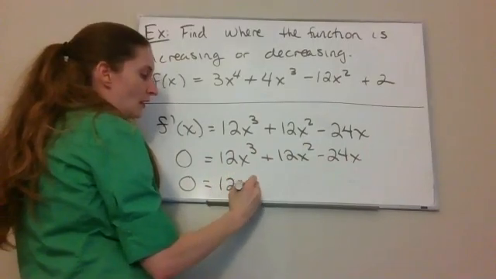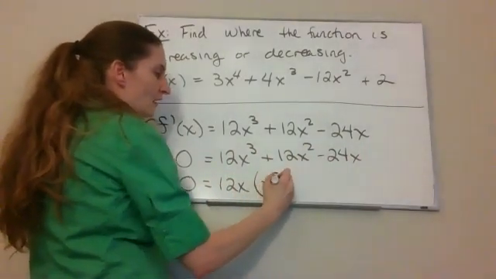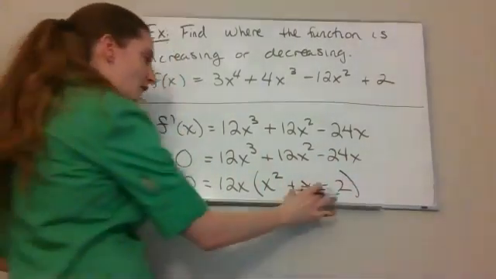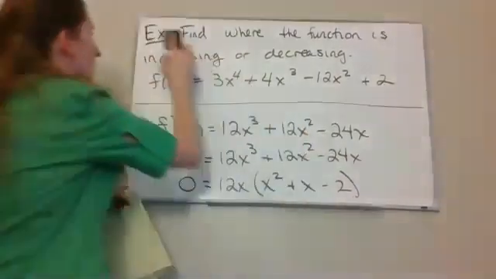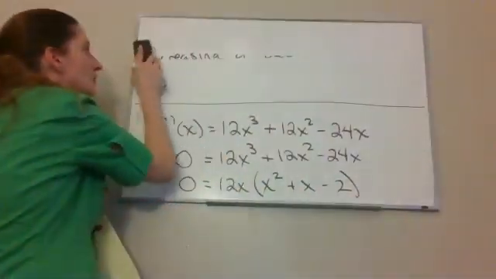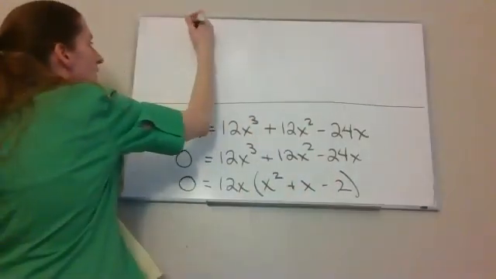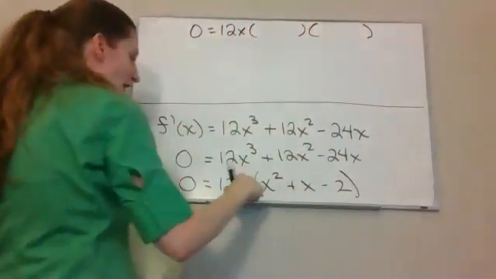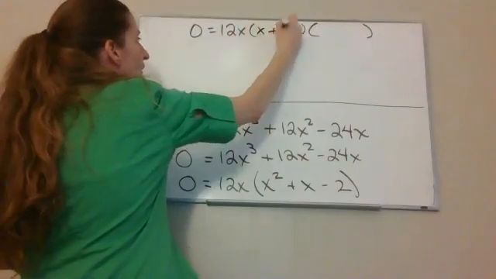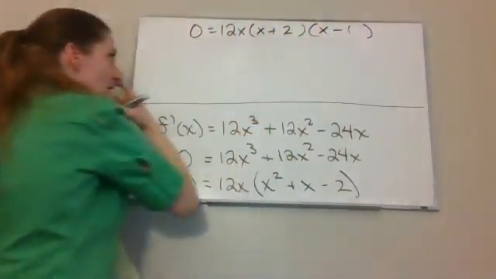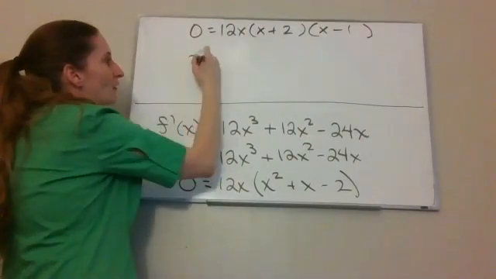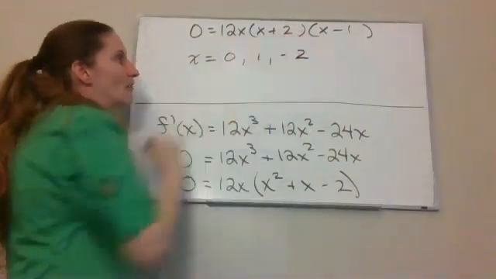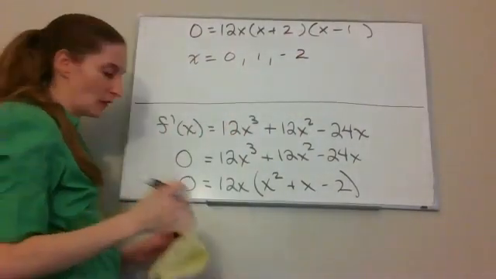First, I'll pull out the greatest common factor of 12x, which leaves an x squared, an x, and a minus 2. And then I can factor this piece here even further. So when I factor this piece even further, I get an x plus 2 and an x minus 1. So now I know all of the values that make this 0 are 0, 1, and -2 when I just take each piece and set them equal to 0.